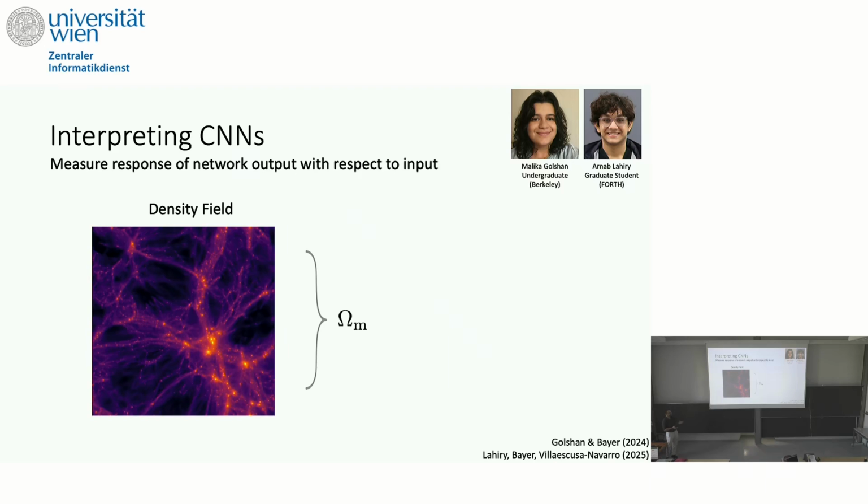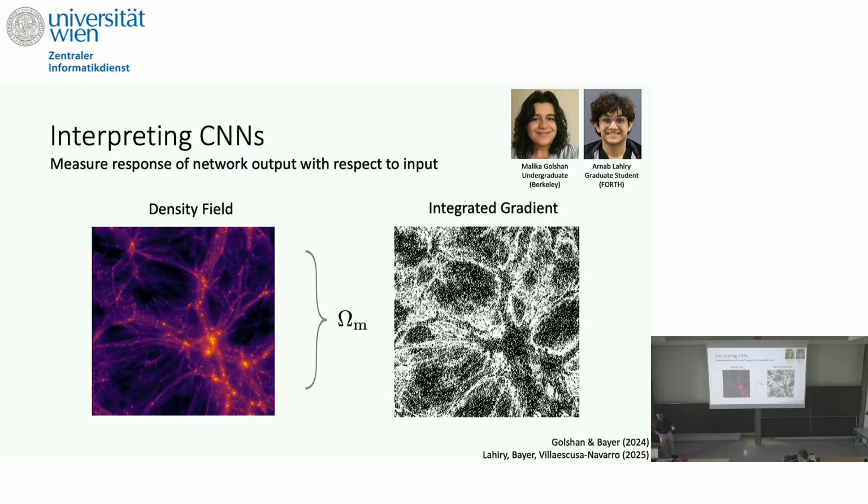So what you can do when you train a network to, say, infer omega m from some density field is take a gradient of the network output with respect to the input. So how much does the output of the neural network change as I change the input a little bit? And you can get a map that looks like this. Black shows you have a high response, white shows low response.